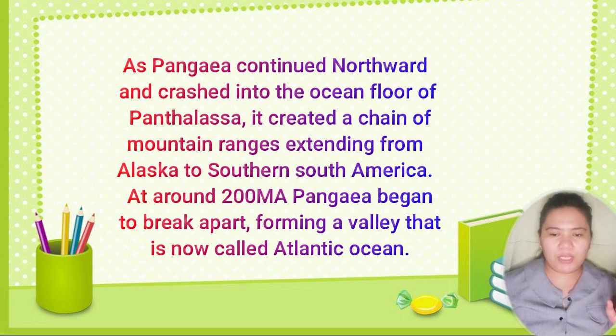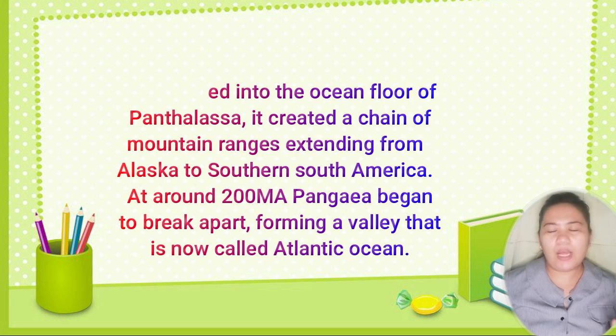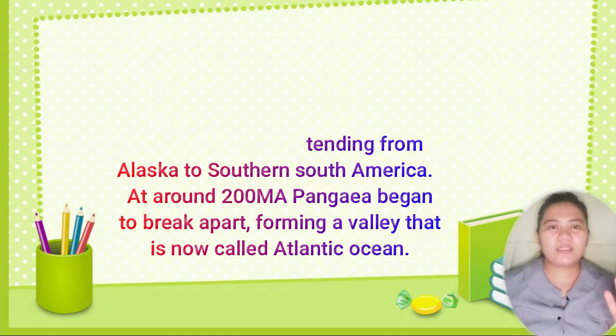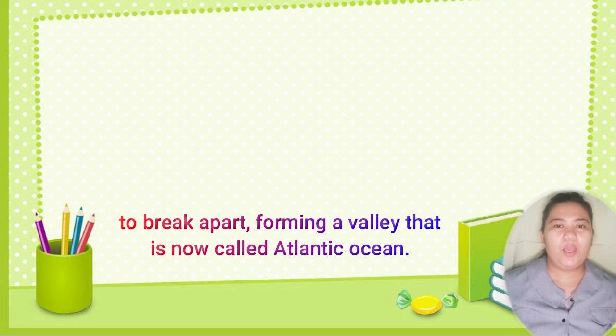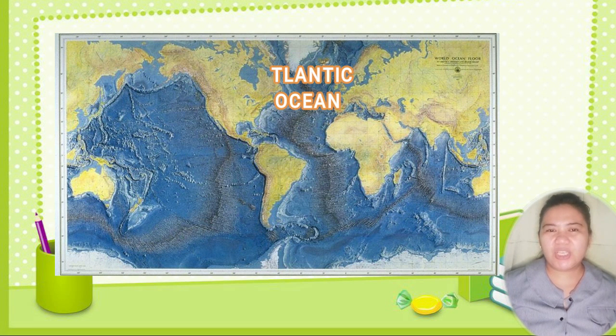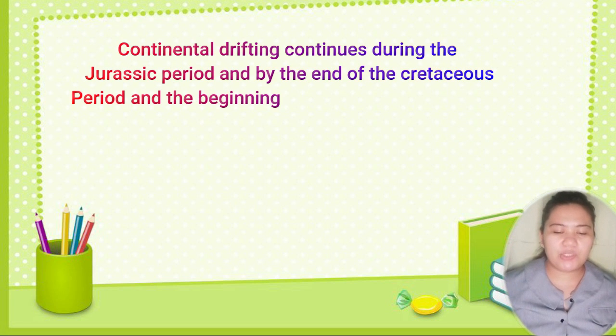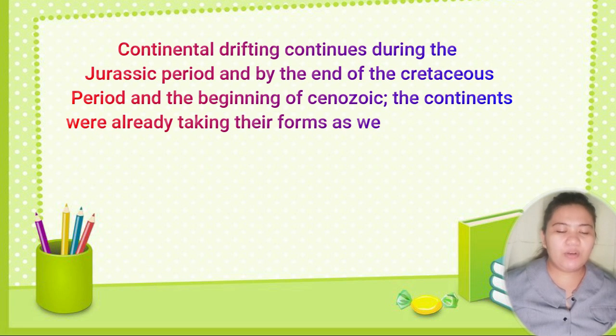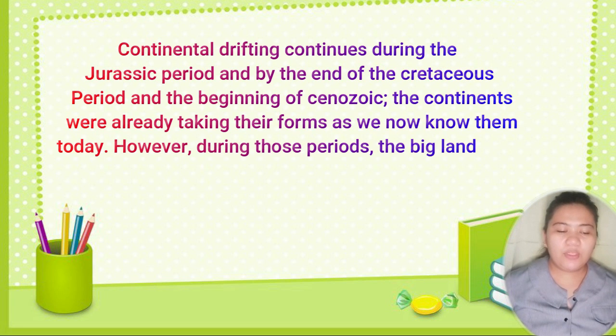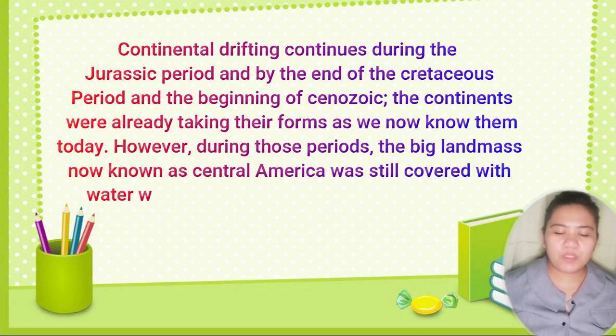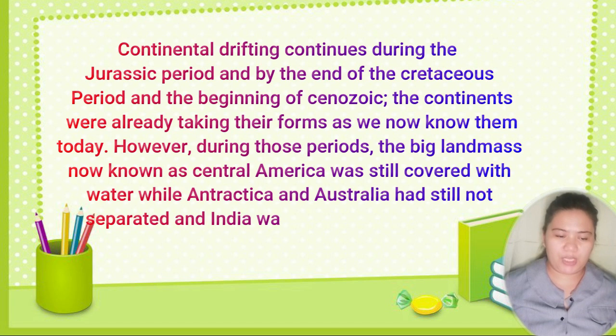So, if you look at the current condition of the Atlantic Ocean, you will see parts of it containing mountains or series of mountains on the ocean floor. Those are actually traces of this smashing effect of Pangaea against Panthalassa. Continental drifting continues during the Jurassic period, and by the end of the Cretaceous period and the beginning of the Cenozoic, the continents were already taking their forms as we now know them today.